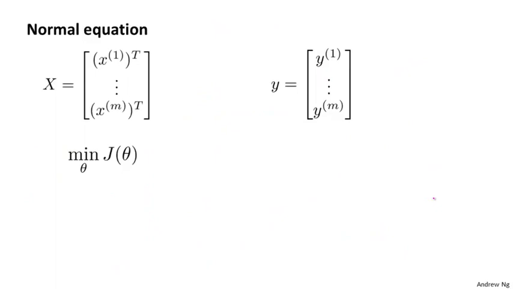The second algorithm was the one based on the normal equation, where we created the design matrix X, where each row corresponded to a separate training example, and we created a vector Y. This is an m-dimensional vector that contained the labels from the training set. Whereas X is an m by n plus 1 dimensional matrix, Y is an m-dimensional vector. And in order to minimize the cost function J, we found that one way to do so is to set theta to be equal to this, right?